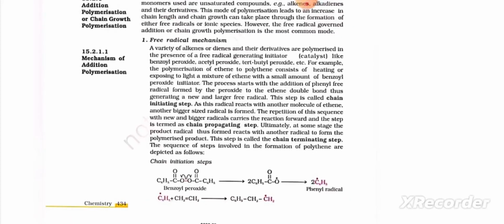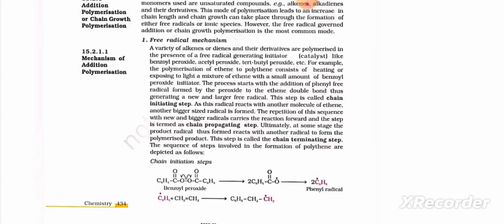Section 15.2.1.1 that is, first, free radical mechanism. A variety of alkenes or dienes and their derivatives are polymerized in the presence of free radical generating initiators or catalysts like benzoyl peroxide, acetyl peroxide, tert-butyl peroxide, etc. For example, the polymerization of ethene to polythene consists of heating or exposing to light a mixture of ethene with a small amount of benzoyl peroxide as an initiator.